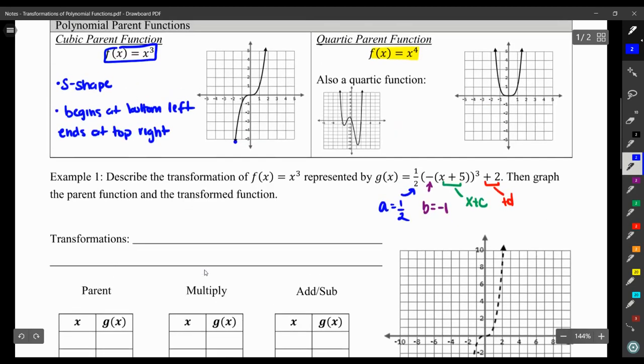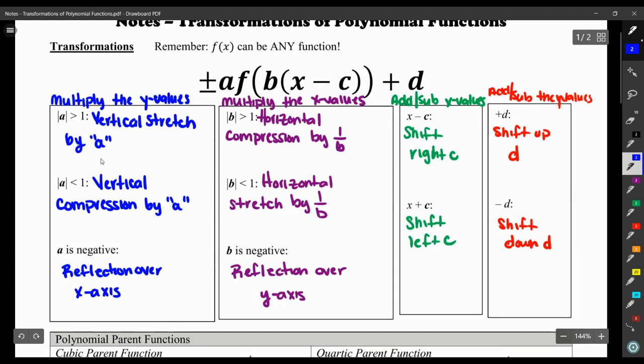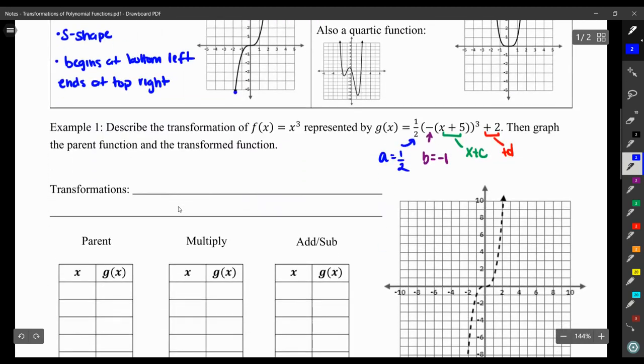Well, a is a half. And if I look at my table, having an a value of 1/2 is an a less than 1. So it means there's going to be a vertical compression by a. So that's our first transformation, vertical compression by 1/2.